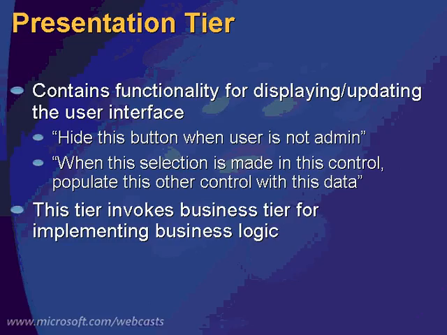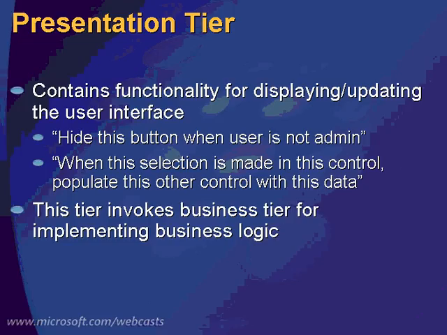So let's talk about these three core tiers that we start with when we want to divide functionality. So the first tier would be the presentation tier. The presentation tier contains functionality for displaying or updating the user interface. So any functionality that is specific for presenting the interface to the end user would be contained within the presentation tier. So a couple of examples of this is, hide this button when the user is not an admin. Or when this selection is made in this control, populate this other control with this data.